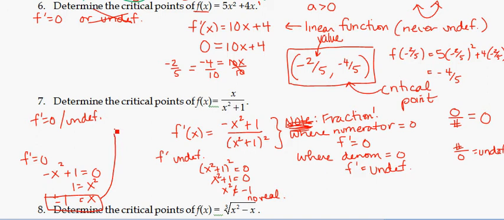So writing those as critical points, I would write that as 1 comma something and negative 1 comma something. And to get those somethings, every time I'm always going back to my original function and putting it in for x, because I'm looking for critical points on the original function f. Don't put it back into your derivative, put it back into your original function f. And if you do that, we're going to get 1/2 for 1 and negative 1/2 for negative 1. So these are our two critical points in this example.